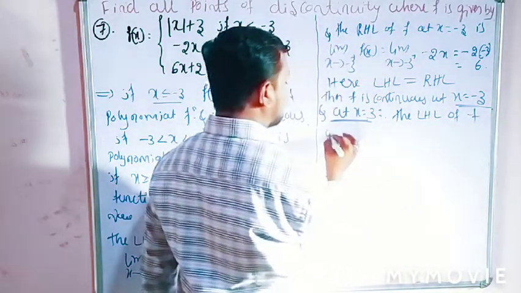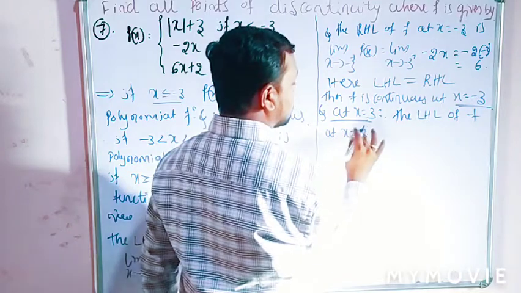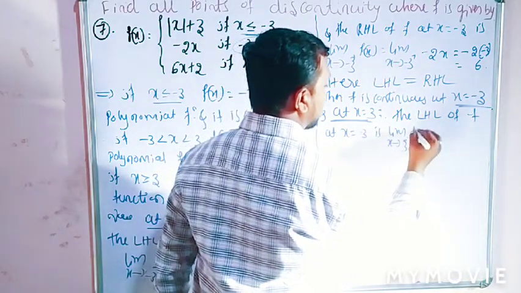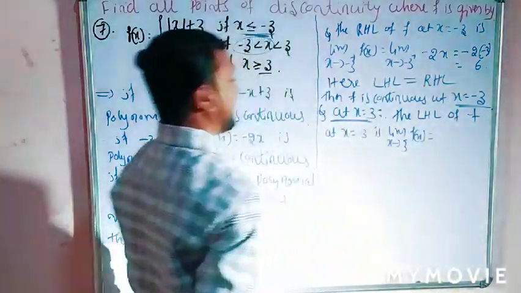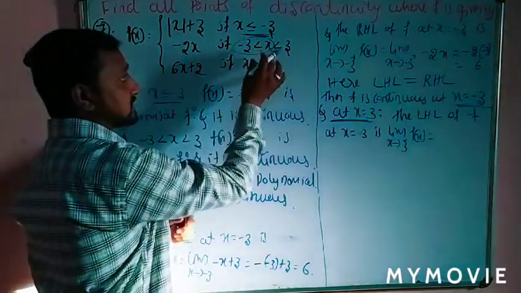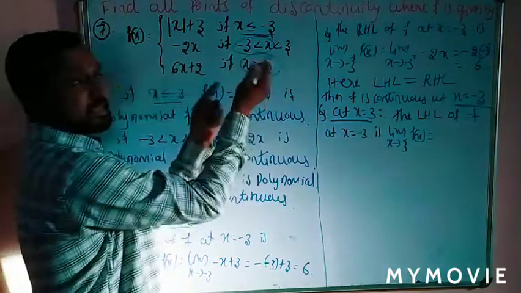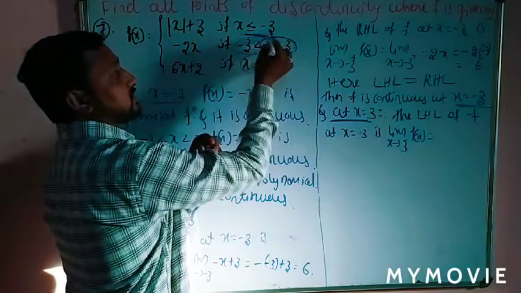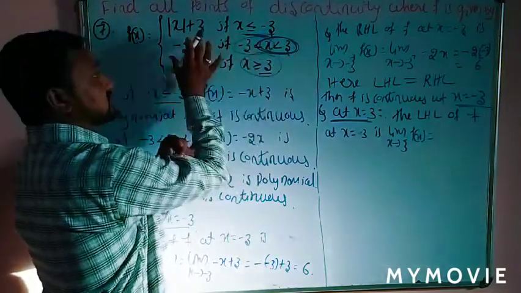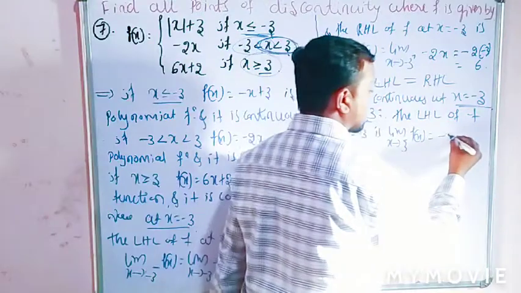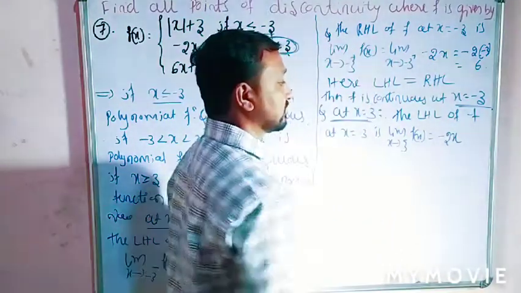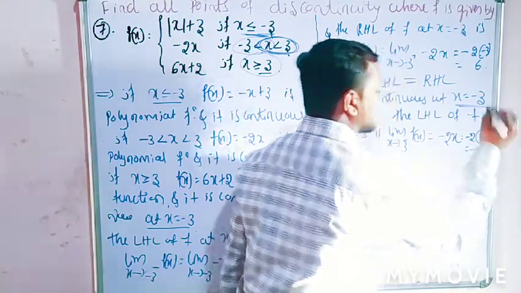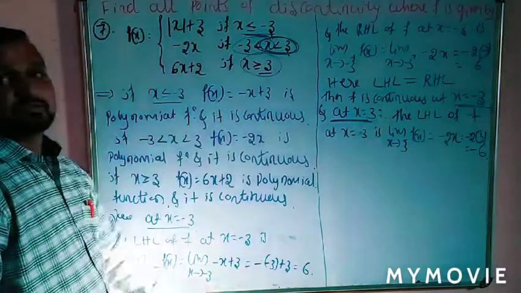of f at x equal to 3 is the limit as x tends to 3 minus of f of x. Obviously x greater than or equal to 3 is the RHL, so this is the LHL. For x less than 3, f of x should be minus 2x. Applying 3, that is minus 2 into 3, which is minus 6. Your LHL should be minus 6.